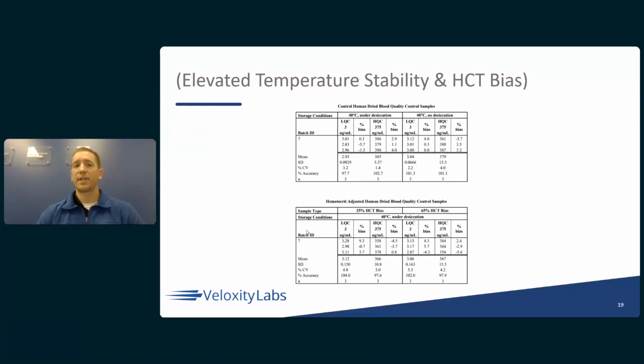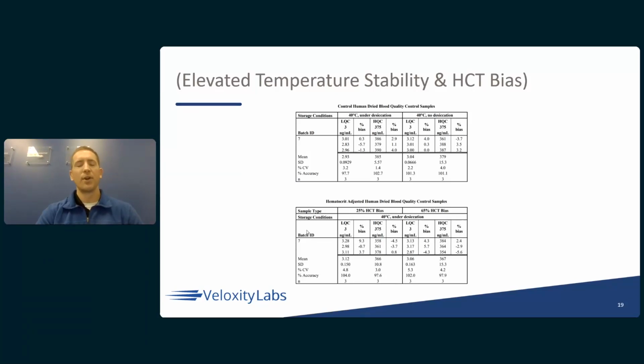Just highlighting some of the additional tests that I mentioned, we looked at elevated temperature stability and then hematocrit bias. The top table is showing both with and without desiccation for 72 hours. We went maybe a little too far and tested things, but this was just to cover that you're provided with a packet that has desiccation. Maybe a patient doesn't slip their sample appropriately in there and the sample is stored without desiccation. So that's just to cover some of these things.